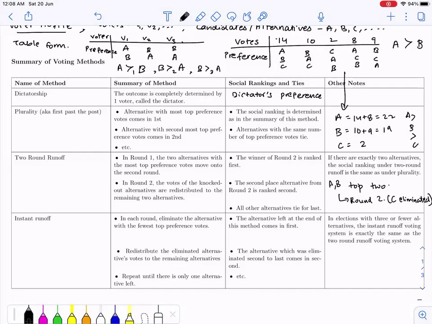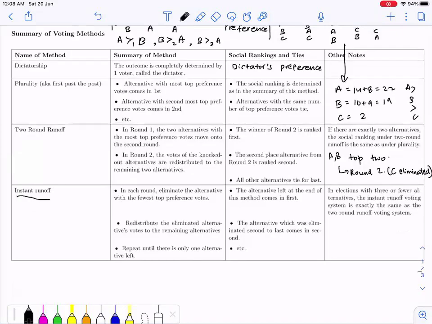And in that order, the ranking would be: the winner of round two is ranked first, the second place alternative from round two is ranked second, and all other alternatives tie for the last. So we're only looking at the top two alternatives and comparing those, and every other alternative ties at the last place.